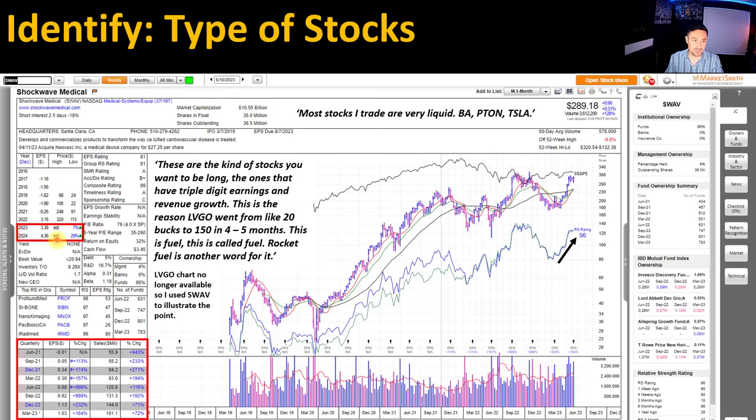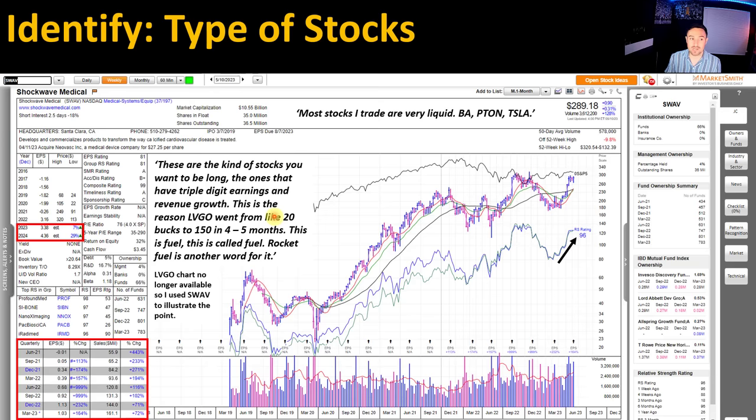Show you a couple more. This one here is Shockwave. Now, Qullamaggie's quote here was, he was talking about Lordongo. Those of you who are trading through COVID and were focused on cancelling names, you'll be really familiar with Lordongo. It no longer trades. I think it was actually bought out by Teladoc. So I've used Shockwave Medical, which is another medical-related healthcare stock, to illustrate the point that he's making here.